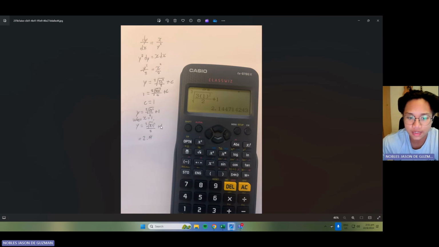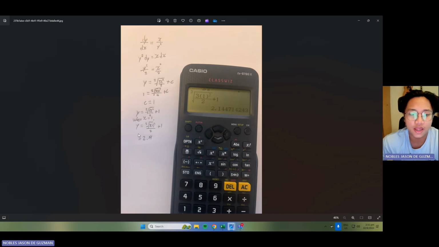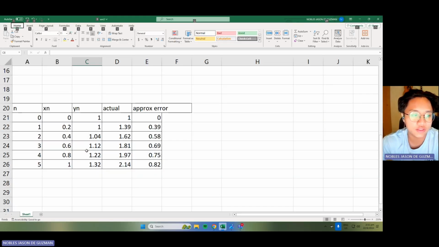Over here is when I sub in x equals 1, because that's what we're trying to find. The actual value turned out to be 2.144. I did the same for all the other values. Then to find the approximation error, I basically just took the actual value minus y_n, so 2.14 minus 1.32, to get the approximation error of 0.82.